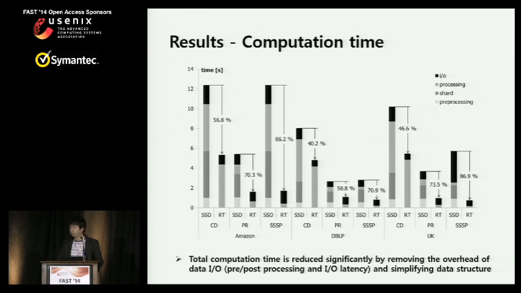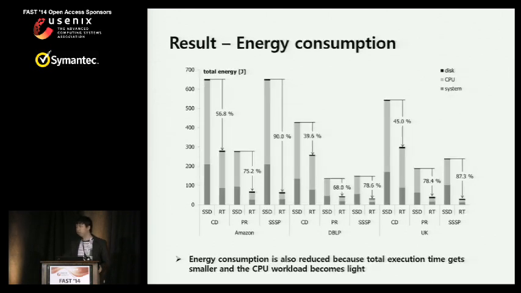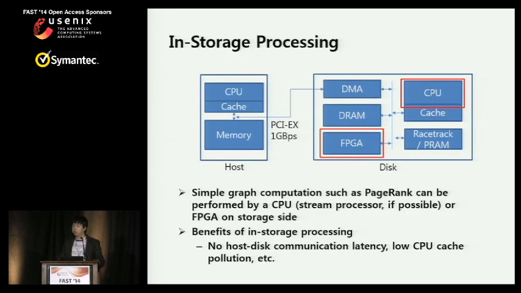So this is the result. As you see, by removing the pre and post processing and reducing the I/O, the total execution time is significantly reduced. And moreover, energy is also saved because the execution time is reduced, and the workload of the CPU is also reduced.